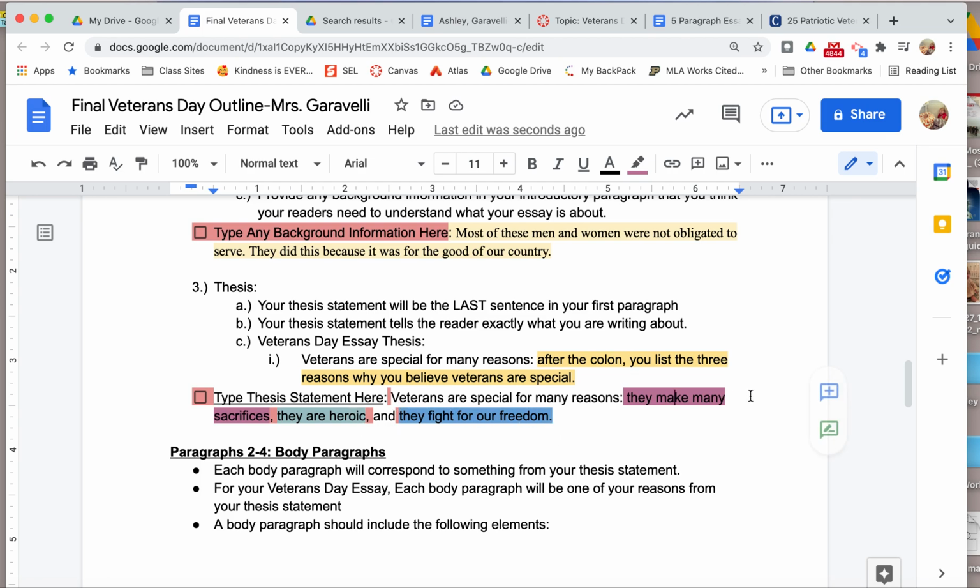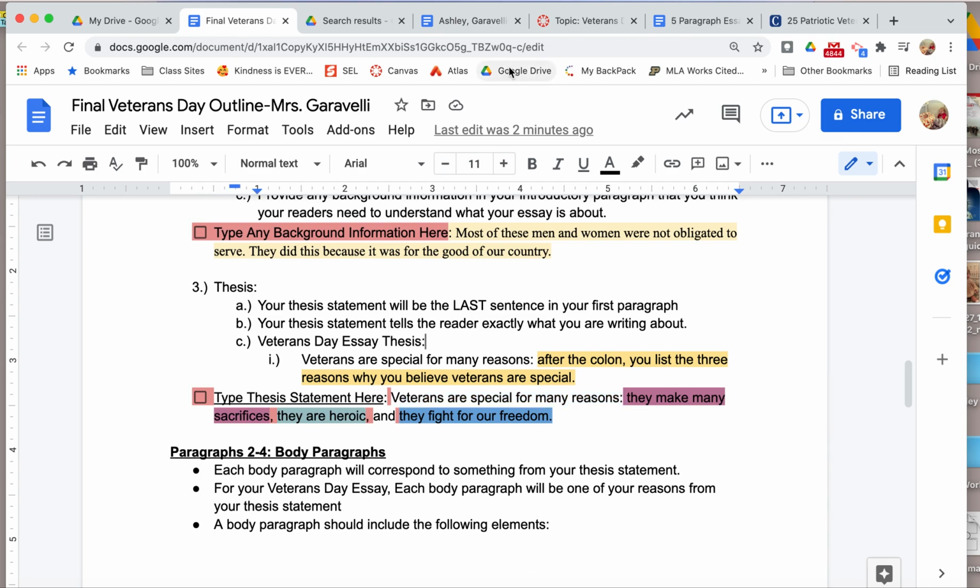So 1 reason, 2 reasons, 3 reasons. I'm not explaining the reasons, so don't start going into detail about these reasons. I know you want to, but you're just going to list them. You're going to talk about them later. Now, you don't have to write it this way with the colon. You could say veterans are special because and then list. I heard a lot of good examples today, so you do not have to do what I did, but that is just another example.